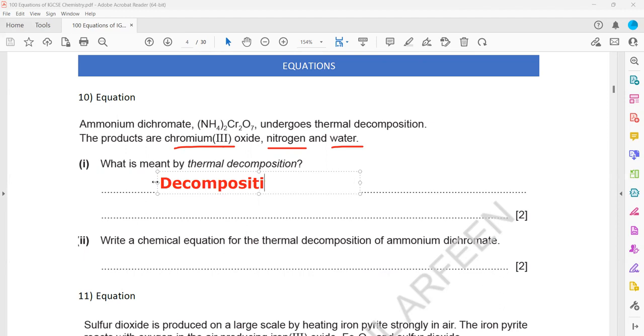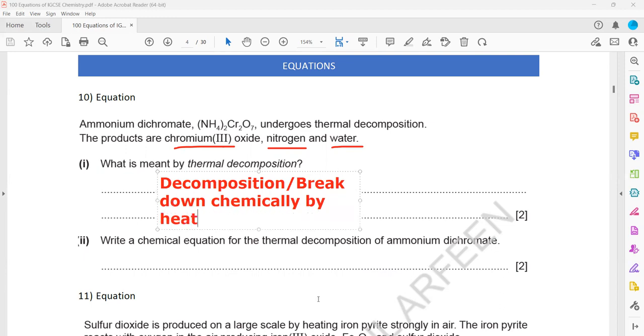So 1 mark is for the breakdown of a compound, decomposition or a breakdown of a compound, like chemically changing the compound by the action of heat. It should be a standard definition. One mark is for there being a breakdown or a chemical change, because when we supply heat energy, a substance can also melt, but that is not a thermal decomposition. That is melting, which is a physical change.